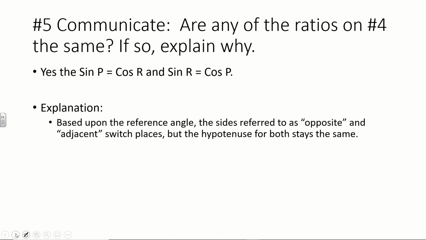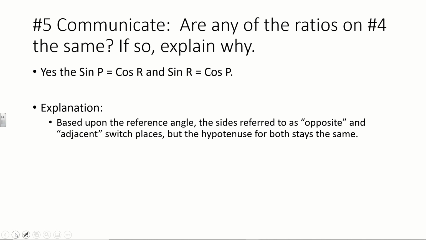Yep. It said the sine of P and the cosine of R, and the sine of R and the cosine of P. If so, explain why. And some of you just missed the explanation on this one. So this is a good explanation, but if you are along these lines, I'm sure you got credit for it. Based upon the reference angle, that being P or R, the sides referred to as opposite and adjacent switch places, but the hypotenuse for both stays the same.